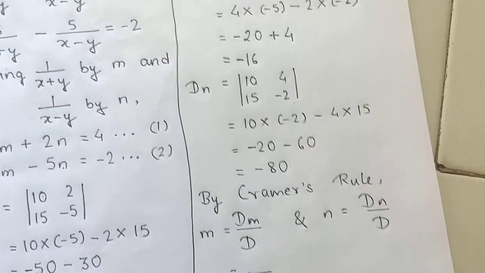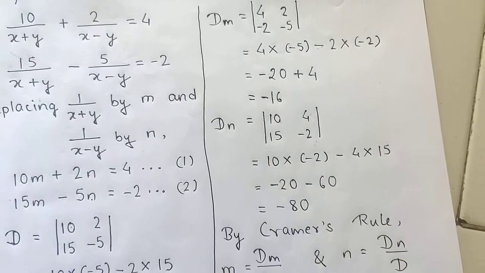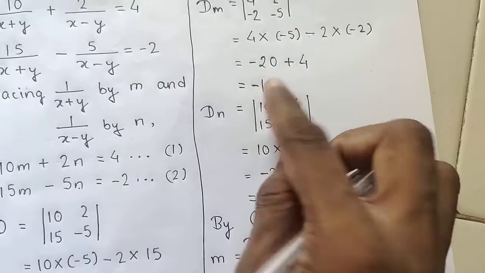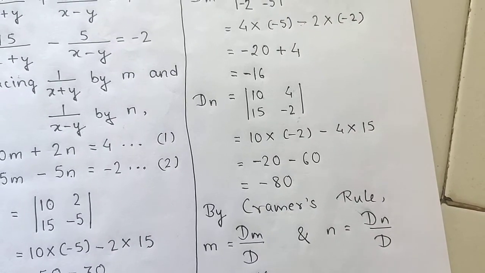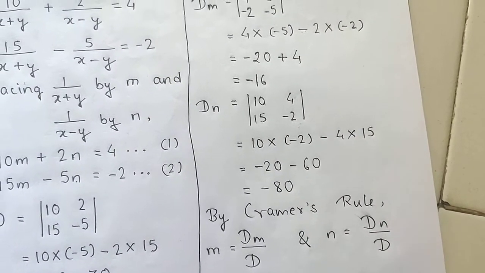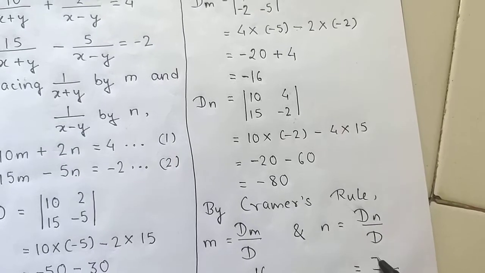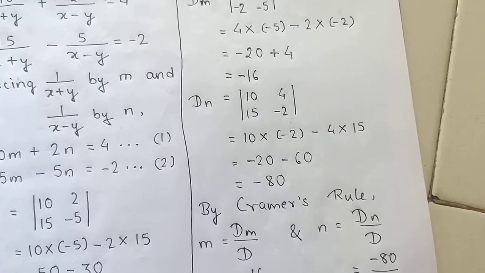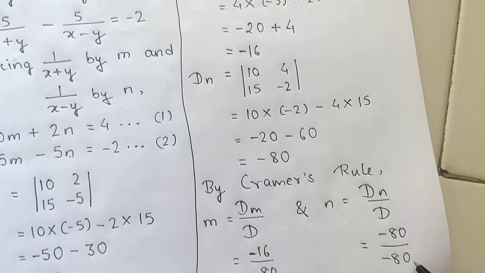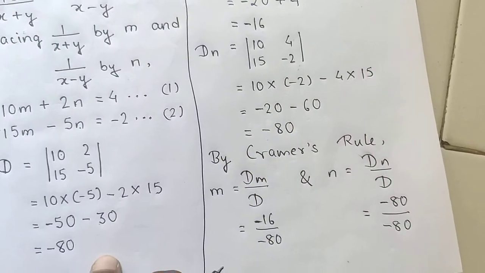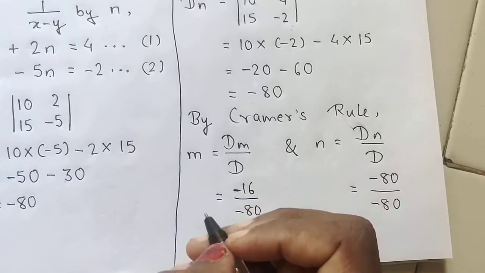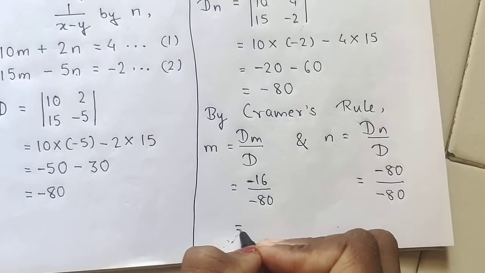Now what is dm? Value of dm is what? Minus 16 written here. And what is d? Minus 80. Similarly here also put the value. What is dn? Minus 80, and d again minus 80. Okay, both are negative, minus 80 and minus 80. Now let us do the cancellation and let us find out the final value.